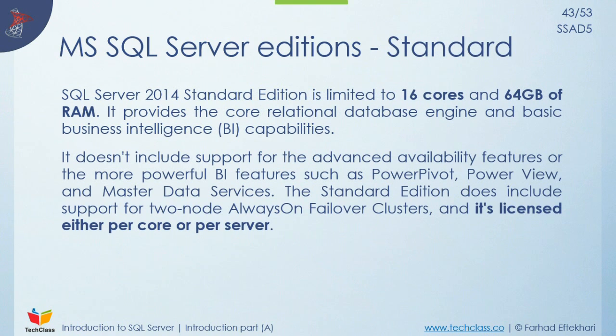SQL Server 2014 Standard Edition is limited to 16 cores and 64 GB of RAM. It provides the core relational database engine and basic business intelligence capabilities. It doesn't include support for the advanced availability features or the more powerful BI features such as Power Pivot, Power View, and Master Data Services. This Standard Edition does include support for two-node AlwaysOn failover clusters, and is licensed either per core or per server.